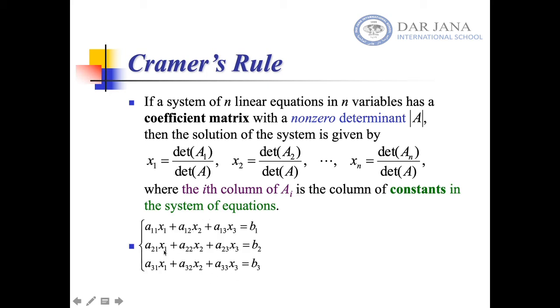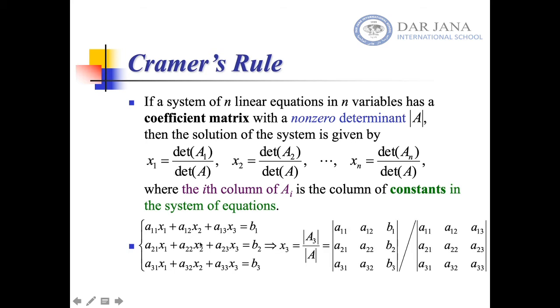Let's take this system of equations. A11 x1 plus A12 x2 plus A13 x3 equals B1, which is a constant, B2 is a constant, B3 is a constant. So this is a system of three equations, three unknowns. What do I do? To find x3, or let's say it's x, y, and z, in this case x3 is z.